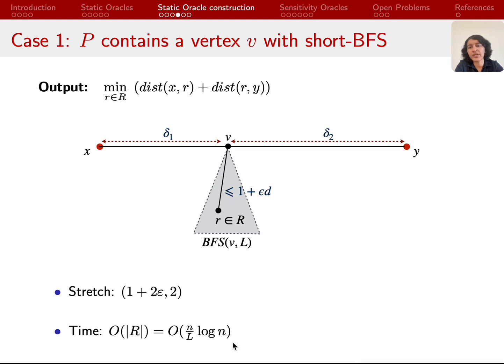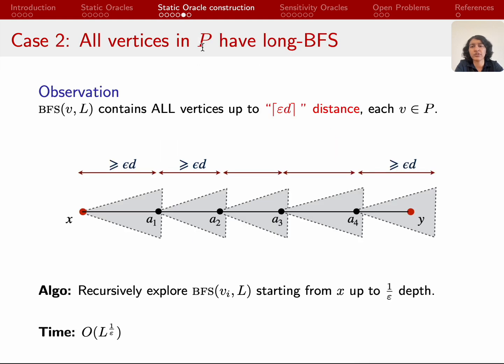The complementary case is when the shortest path has no vertex which has a short partial BFS. So suppose all vertices on the shortest path have long partial BFS. Then observe that if we take any vertex v on the shortest path, and if we traverse the vertices in its partial BFS, then we'll be able to travel at least epsilon d distance along the path.